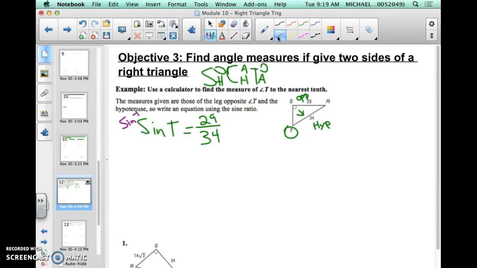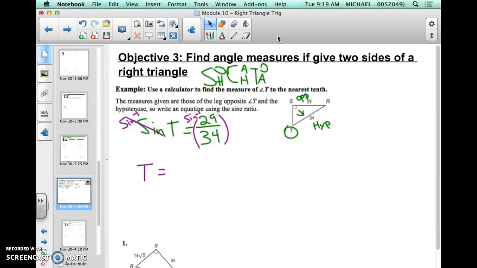All right, those cancel each other out. Whatever I do to one side, I have to do to the other side. And it's going to be the sine inverse of 29 over 34. So those cancel out, so I'm left with T equals that math. So I'll take out a calculator. And remember, make sure your calculators are in degree mode because we're working with degrees.